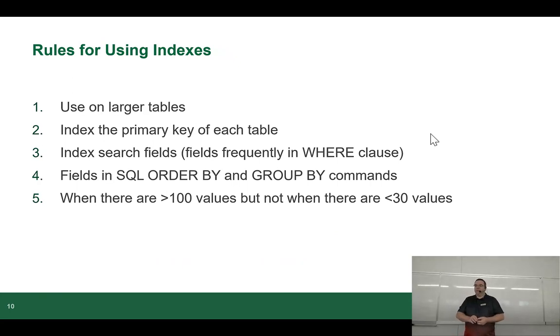All right, so a few rules for using indexes. You want to use them on larger tables. The primary key is always indexed. So you want to index what's called search fields, fields that are commonly used in a where clause. If we're talking about a customer database, you're probably going to index phone numbers, email address, postal code, potentially. Usually street address, you wouldn't, maybe the city, depending if you're running a lot of metrics and you're searching by region.